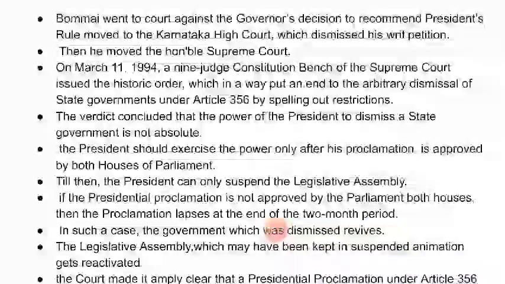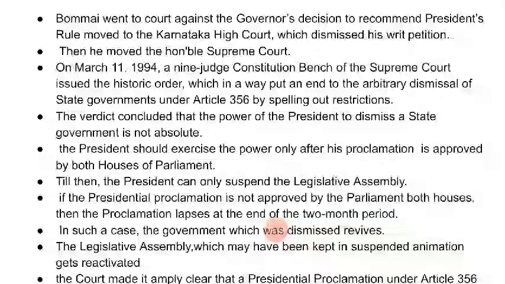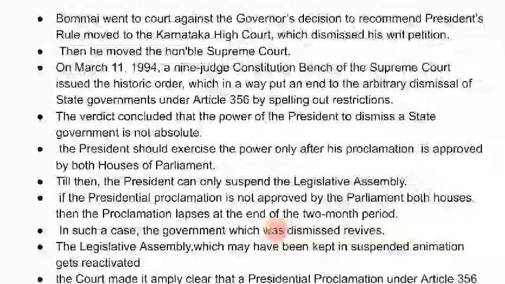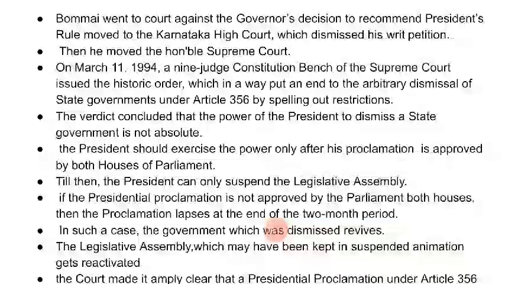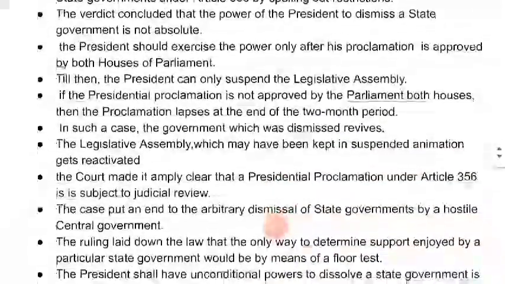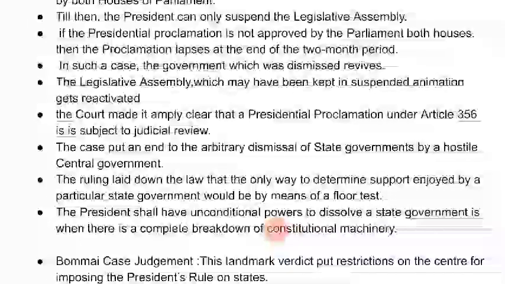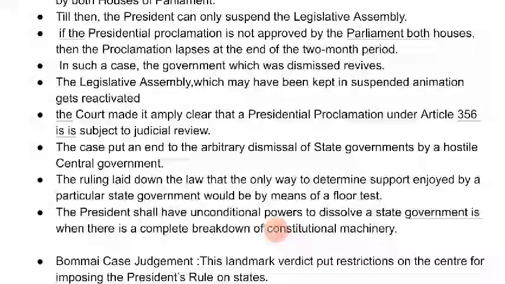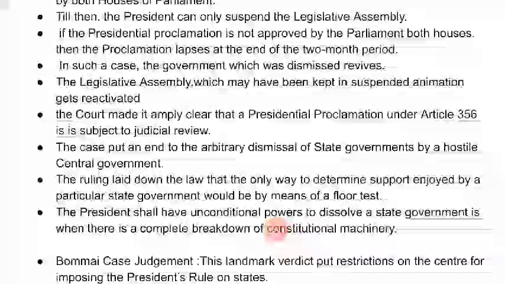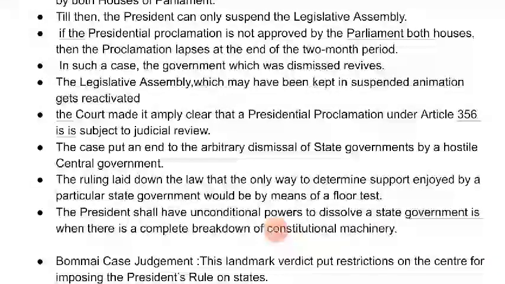So friends, the first important thing under Article 356 is this. Whenever the state machinery in any state has failed, and our honorable president imposes President Rule, this power must be exercised only after approval by both Houses of the Parliament first. Till then, the president can only suspend the legislative assembly. And if the presidential proclamation is not approved by both Houses of the parliament, then this proclamation lapses at the end of the 2 month period.